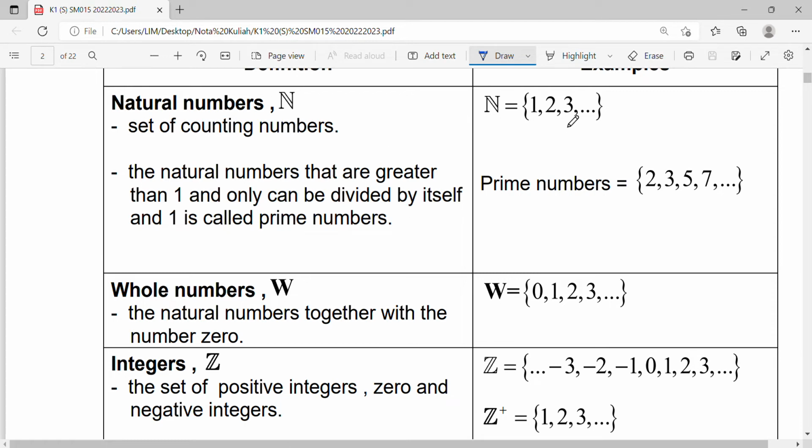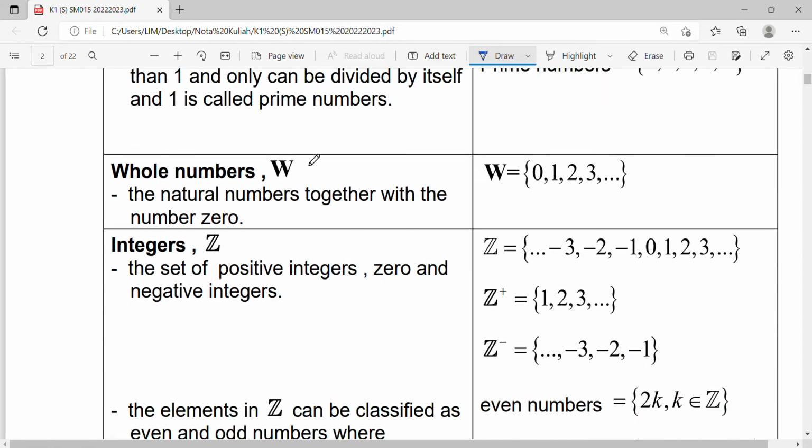Okay, so when we add in 0, that category can be considered as whole numbers. Whole numbers are denoted with W. So the categories of natural numbers and whole numbers differ by just one element, which is the element 0. So we can say whole numbers are a bigger group because whole numbers include 0. Natural numbers don't include 0.